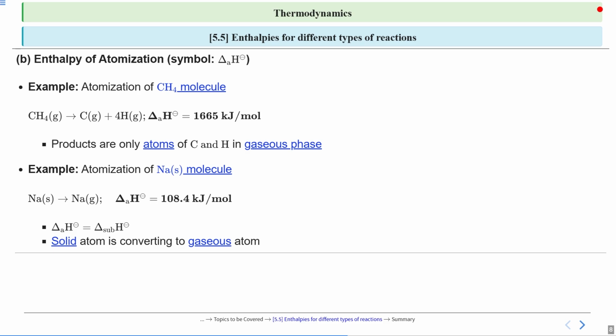So why is the equation so? Because the solid atom is directly getting converted into the gaseous atom.